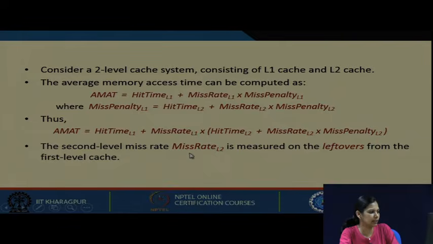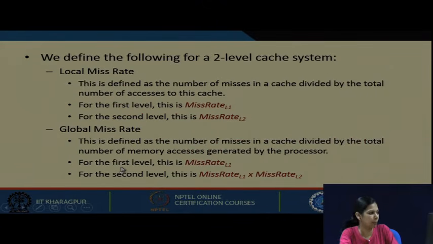So, the second level miss rate, that is miss rate of L2, is measured on the leftovers from the first level cache. So, we define the following for the two-level cache system here. One is called local miss rate. This is defined as the number of misses in a cache divided by the total number of accesses to this cache. So, for the first level, this is miss rate of L1, and for the second level, this is miss rate of L2.